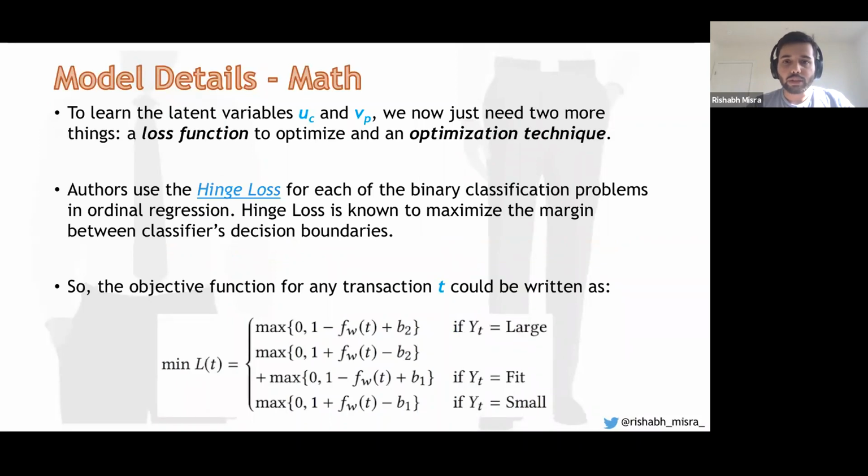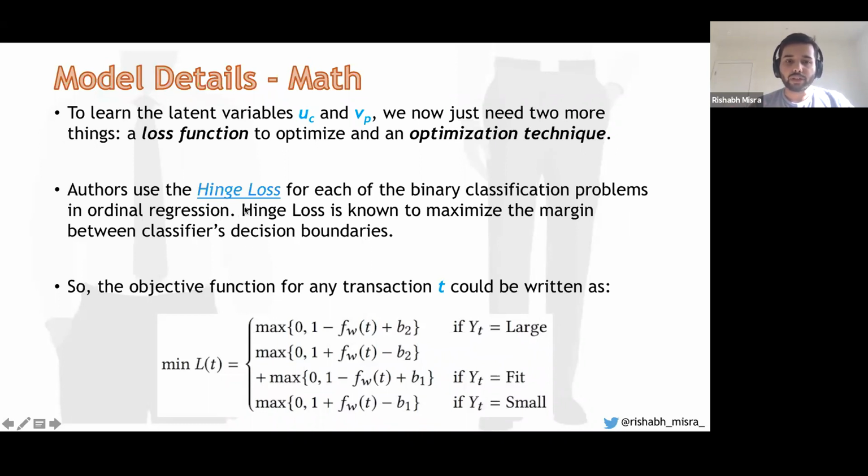So now that we have decided to use ordinal regression, we have to come up with a loss function and an optimization technique to try to learn these parameters. So we have one latent variable for customer and product, and we also have these threshold parameters B1 and B2. And we also have this parameter W. So these all we'll have to learn from the data.